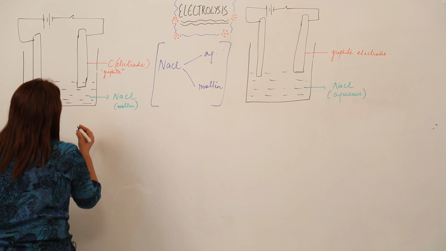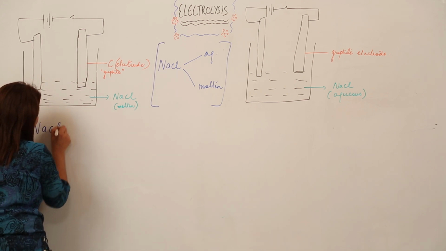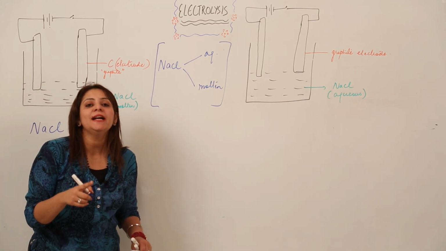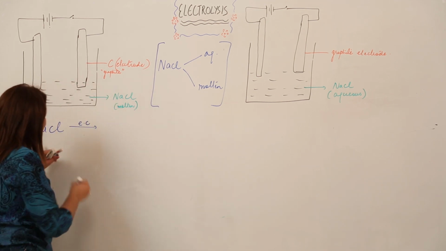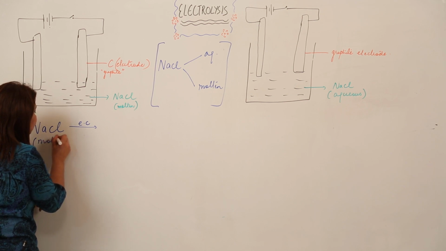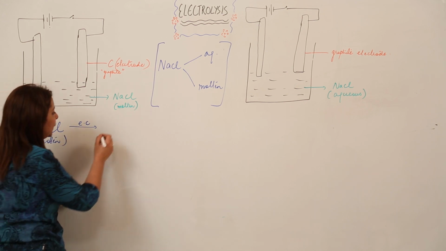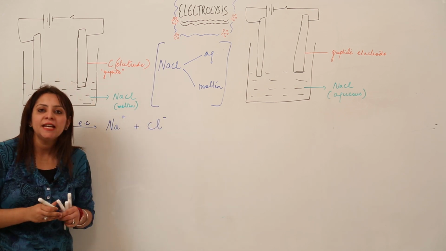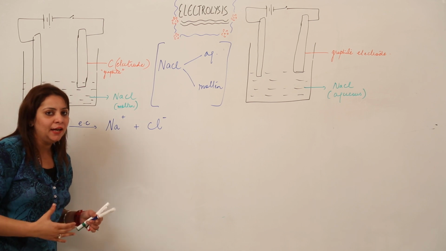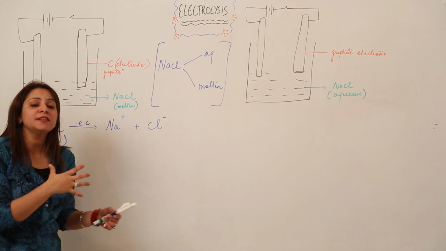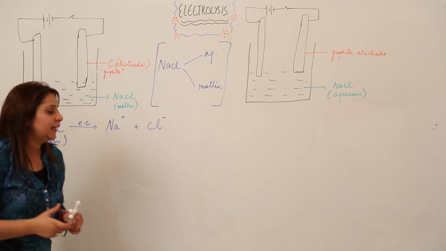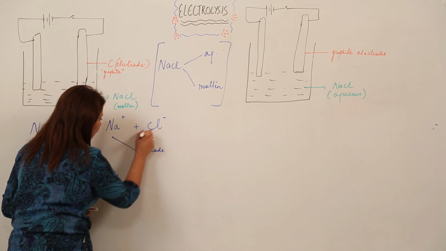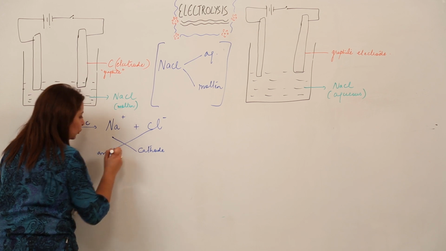So what is going to happen when we pass electric current through the NaCl? We know that on passing the electric current, the electrolyte splits into ions. So here we have a molten electrolyte, so again it will split up into ions. So what kind of ions? Na positive and Cl negative, that is the cation and anion. And you know that they move to the oppositely charged electrode. That means Na will move to the cathode and Cl will move to the anode, right?